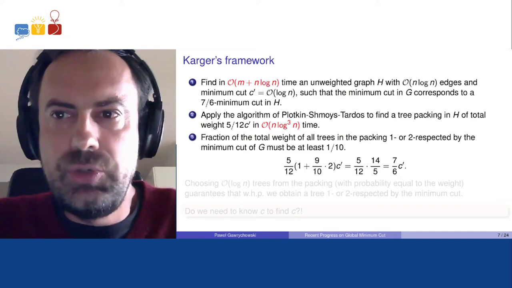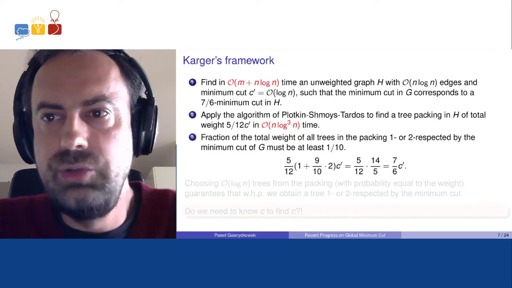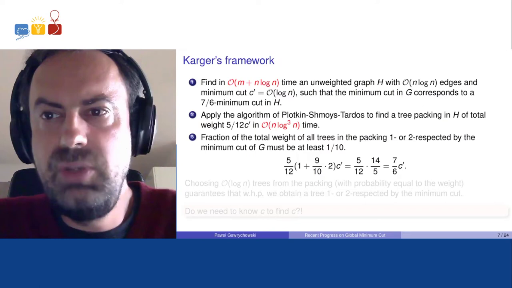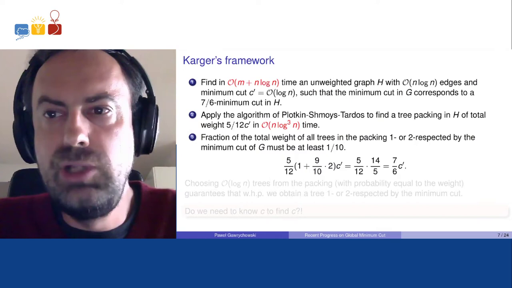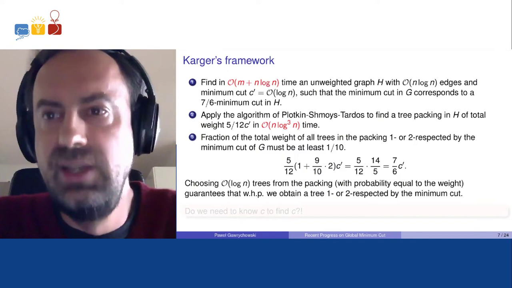Well, this is nice because, assuming that you have this weighted tree packing, and by applying this known algorithm, you know that 1/10 of the trees are useful to you. You don't know which ones. So you could either try all of them, it's maybe a bit slow, but because it's a large fraction, you just sample at random. And by repeating log n times, you will obtain log n trees, and with high probability, one of the trees that you have sampled can be used as a hint. So you know that the minimum cut will one or two respect one of the trees in your forest.